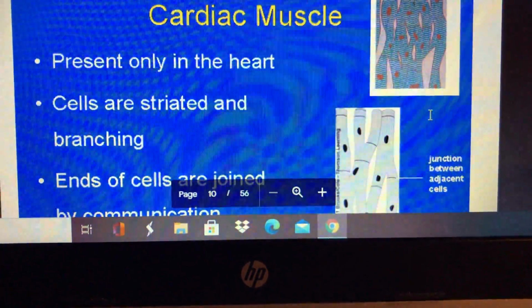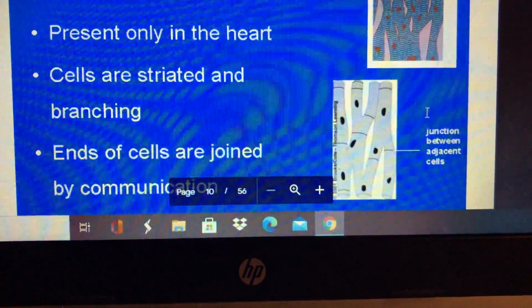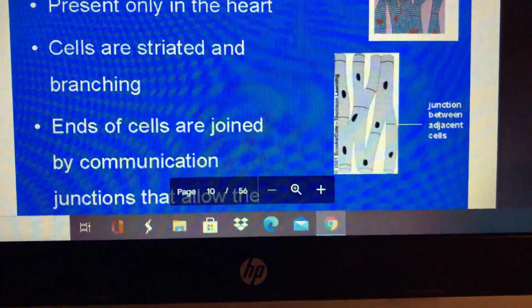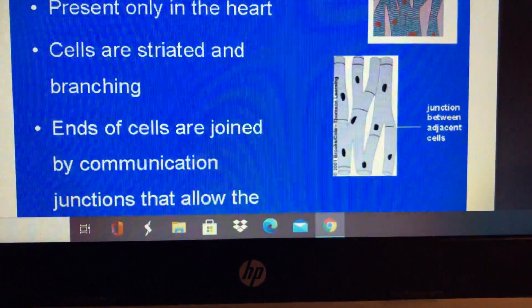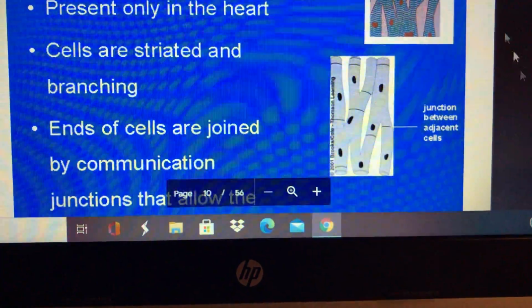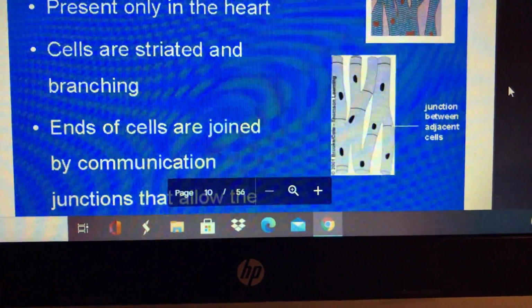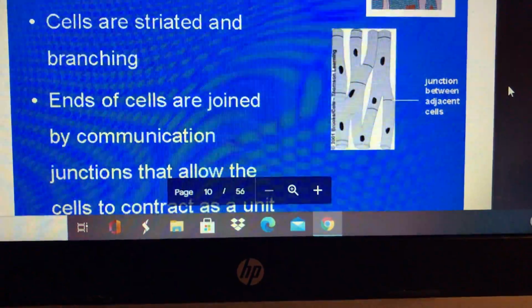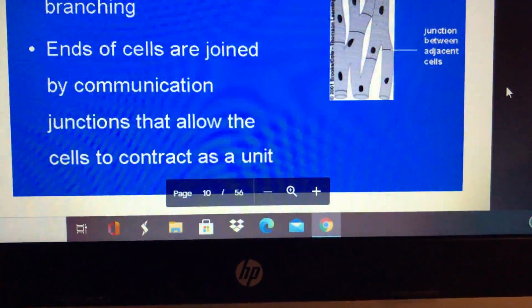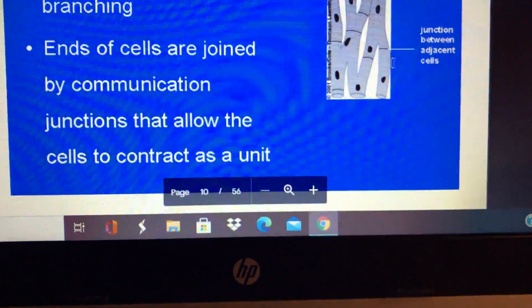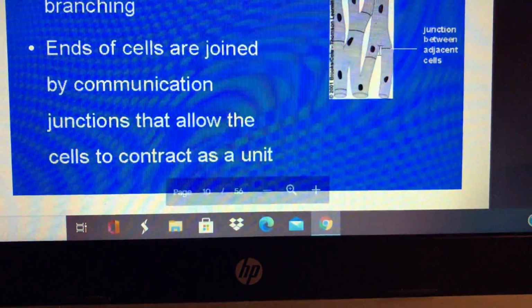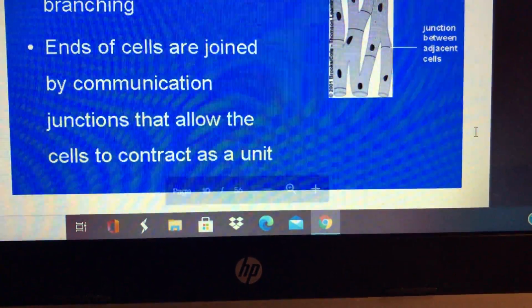Cardiac muscle is present only in the heart. The cells are striated and branching. This is an example of branching. Ends of cells are joined by communication junctions that allow the cells to contract as a unit. So this is a junction between adjacent cells.